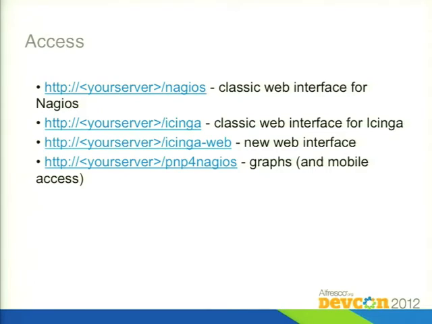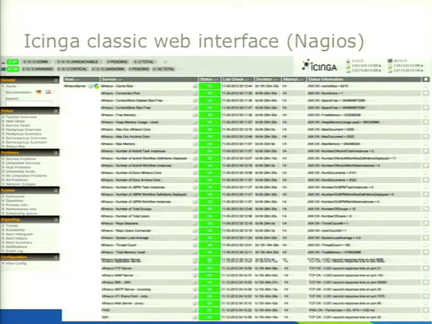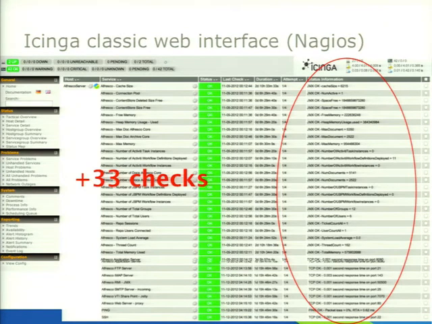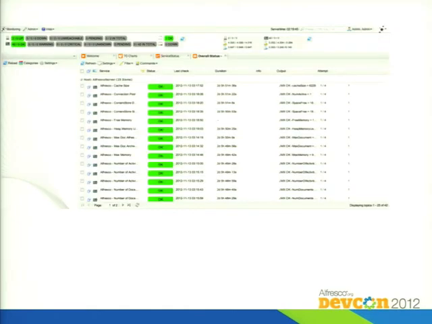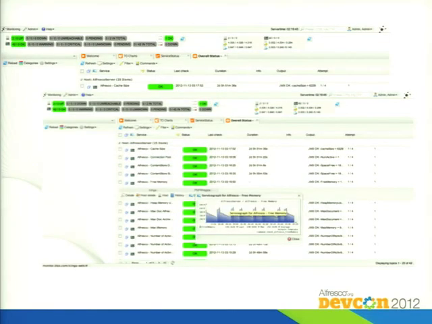We can access the monitoring services if we have our Nagios or Icinga server, with these kinds of URLs for the classic web interface, or if we are going to use Icinga or even PNP for Nagios for our graphs. We are going to see that on this screen. This is the classic web interface of Nagios with all the checks, the response checks, and whether they are available, more than 33 checks.